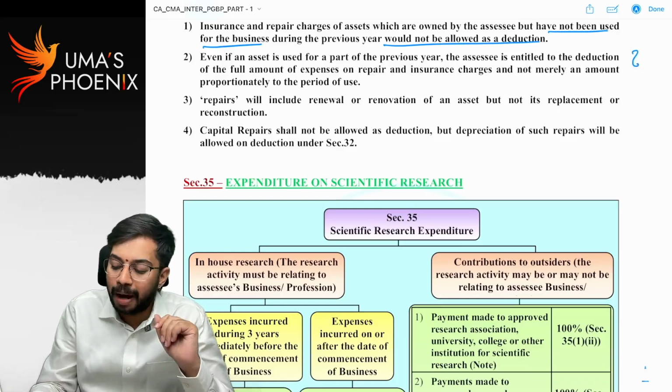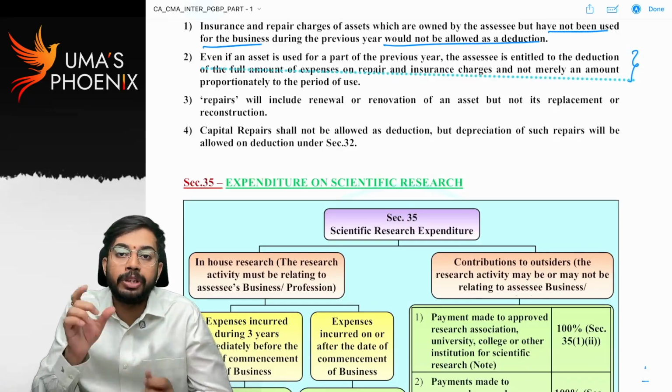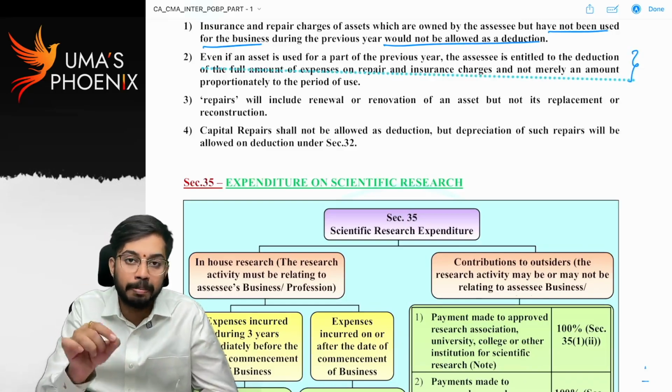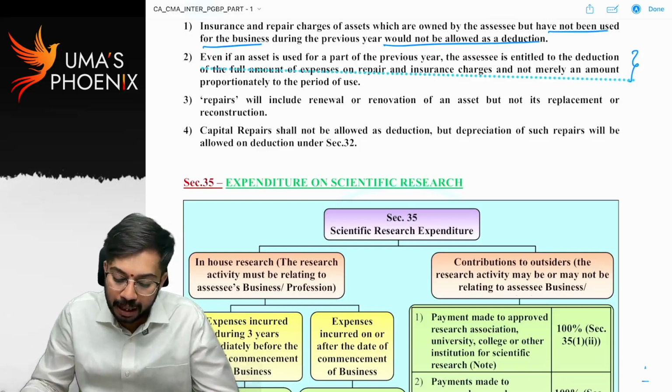This I have told, partly for business purpose, partly for personal purpose. In such case, proportionate expenditure incurred for office purpose is there. Only that proportionate expenditure is allowed as deduction under PGBP head.